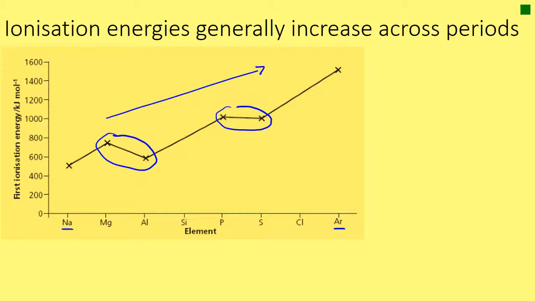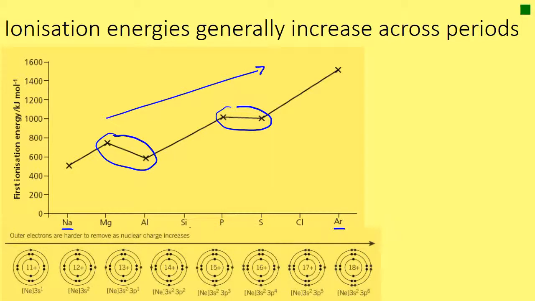But first of all, let's explain the general increase. And the general increase is explained by the fact that the nuclear charge increases by 1 each time as you go from sodium to magnesium to aluminium to silicon, etc. And that extra proton in the nucleus holds the outer electron slightly more strongly, so it's more difficult to remove, it takes more energy to remove, and that is the first ionization energy. It's the energy required to remove that first outer electron. So we can see that here pictorially.